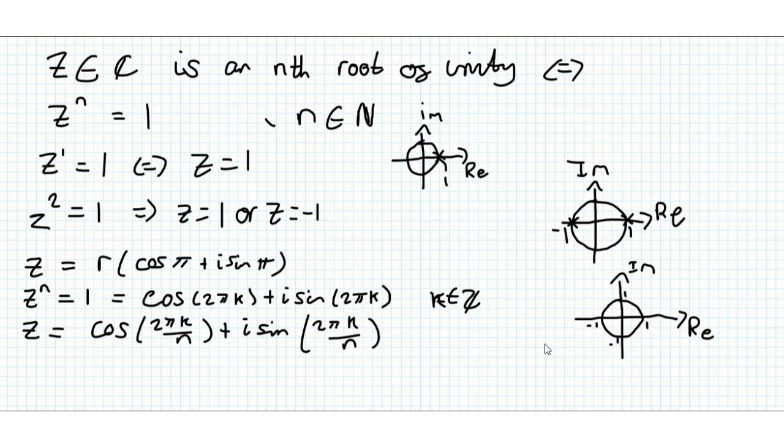Alright, so when we're finding our solutions, what we notice is there is always a solution, so it doesn't matter. So for all n in the natural numbers, z equals 1 is a solution to z to the n equals 1, okay? So that's our first property we have.